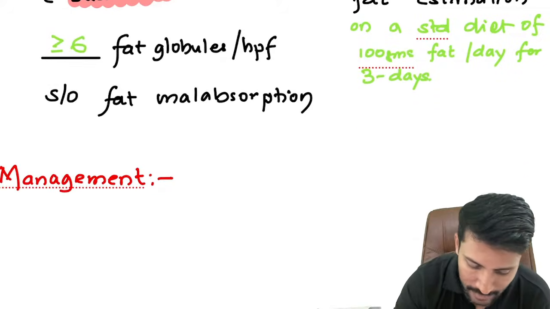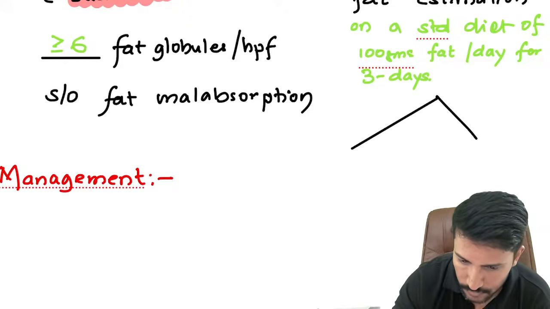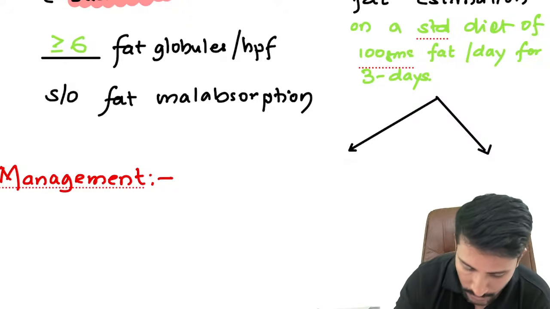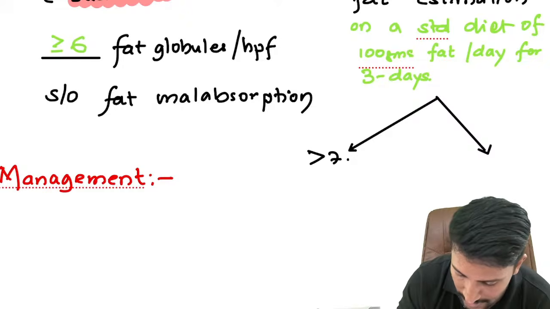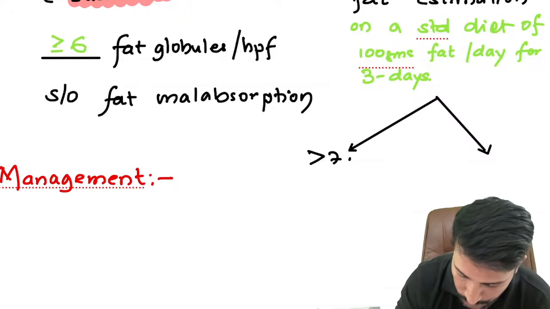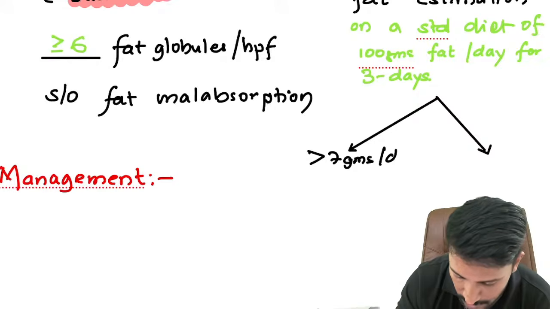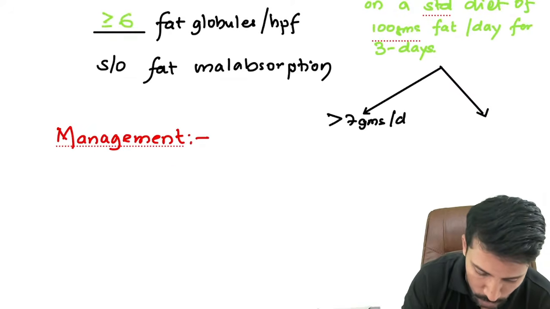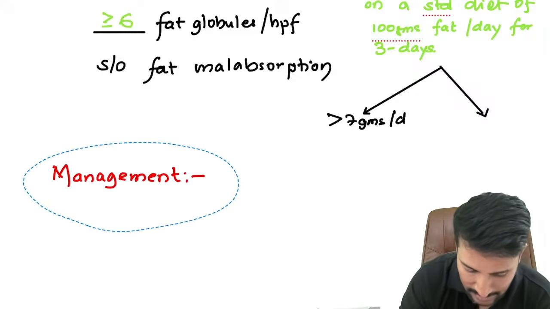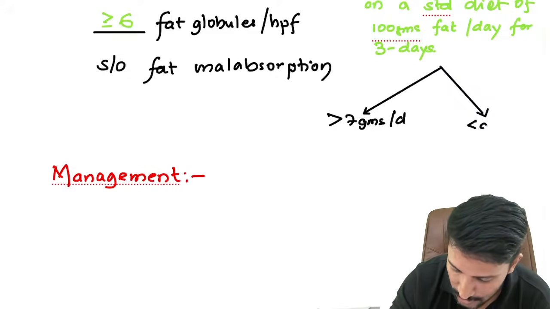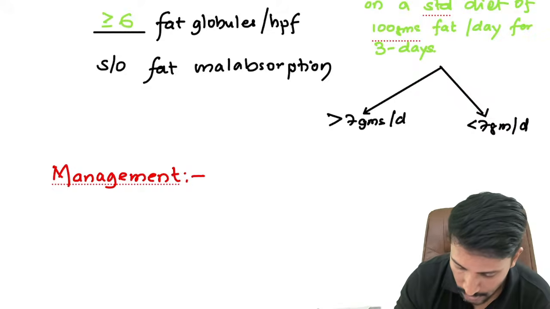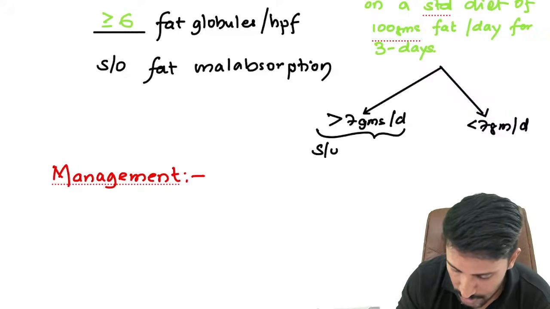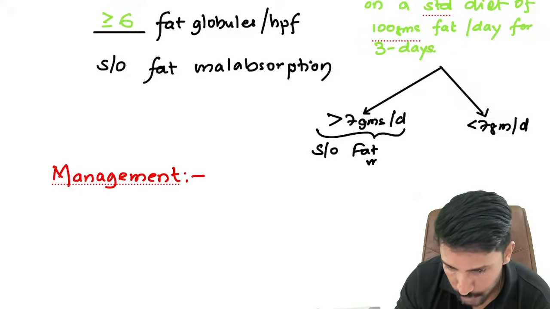So if the fecal fat is more than 7 grams per day, it is suggestive of fat malabsorption. If it is less than 7 grams per day, it is not suggestive of fat malabsorption. More than 7 grams per day is suggestive of fat malabsorption.